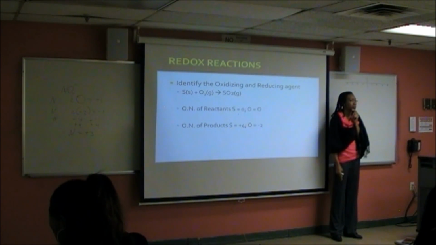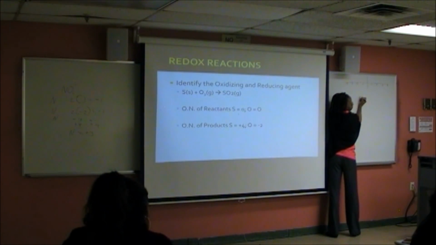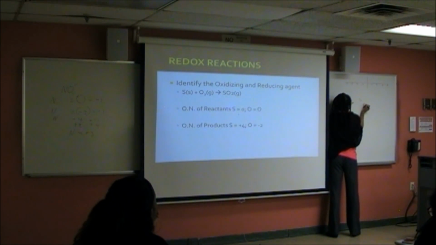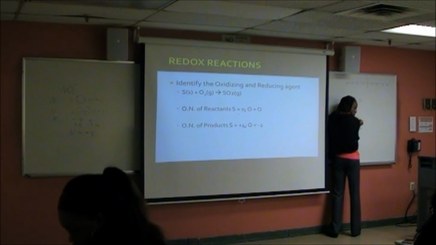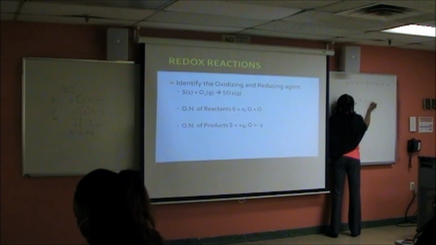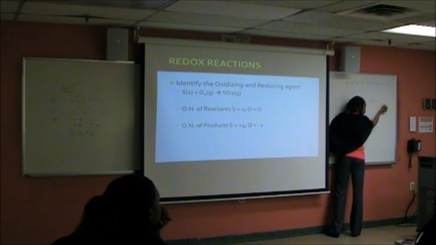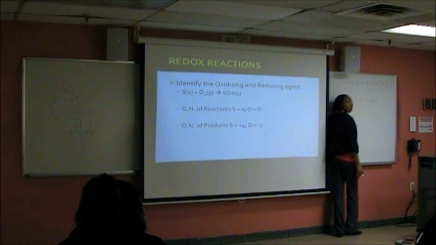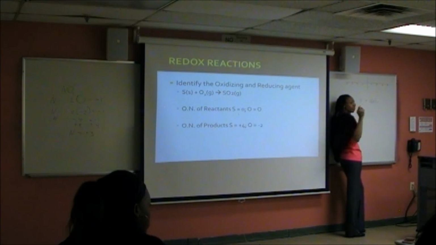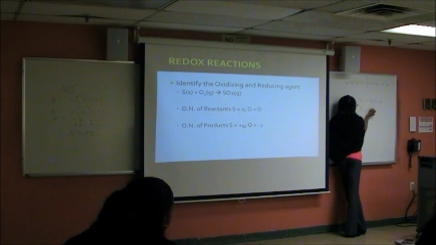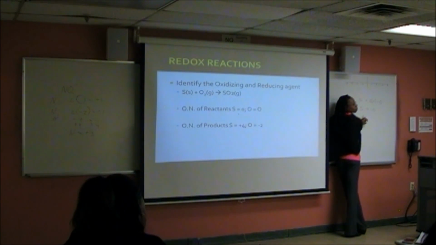Why is sulfur +4? Solve it. The oxygen is 2 oxygens times -2, which is -4. The total has to equal 0, so sulfur will be +4.